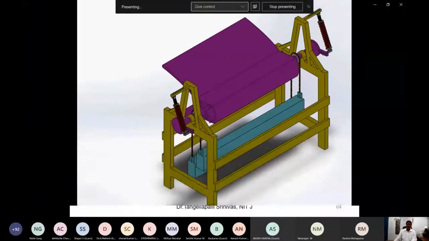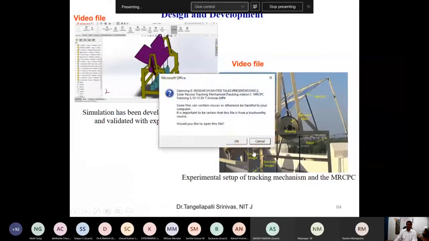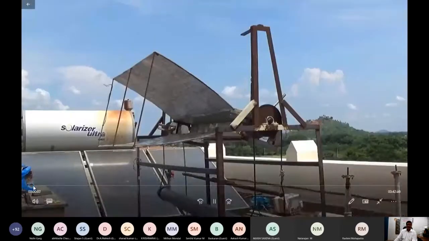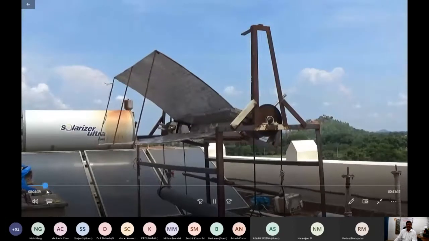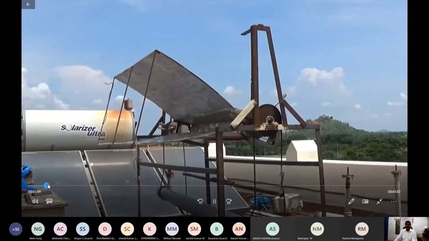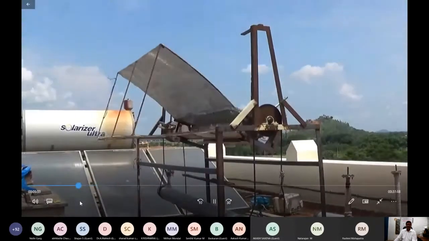And practically how it is working: the same mathematical model has been implemented, the collector has been fabricated, and it is operating now. This is actually real time. Real time means you can't wait for 12 hours or 6 hours, so I am moving on a fast track.